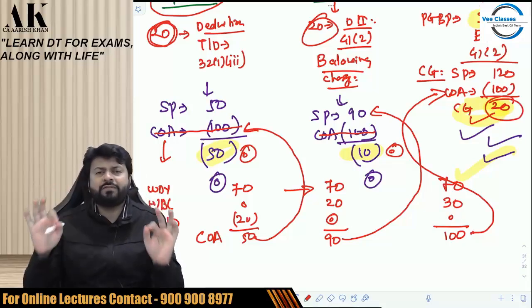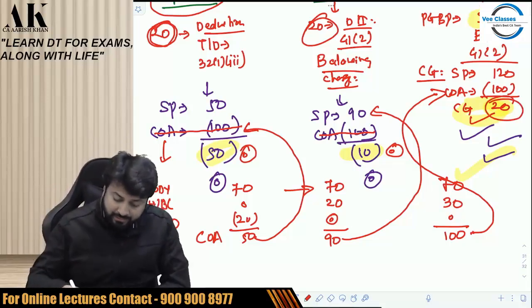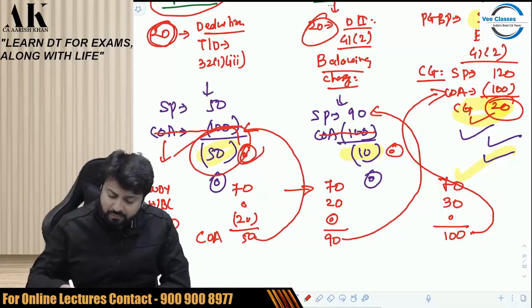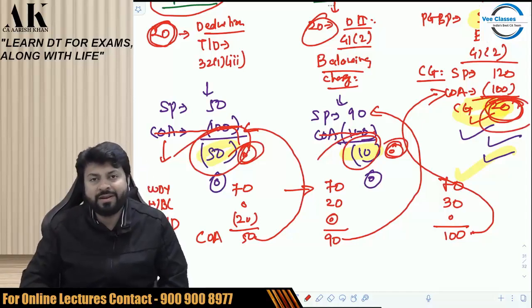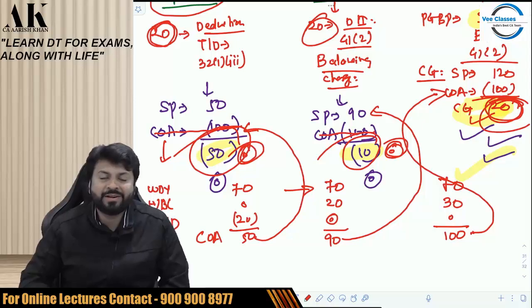So they have made the formula in such a manner that if there is a loss coming, then it will become 0. If gain is coming, it will remain 20 rupees. Gain will remain gain, but loss will be reduced.